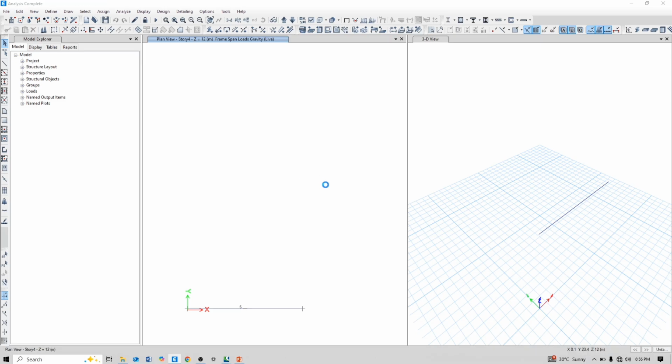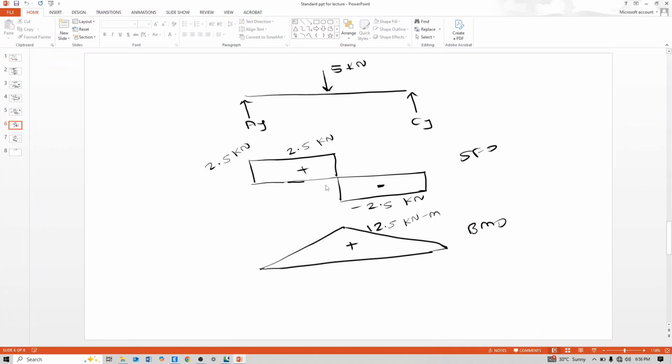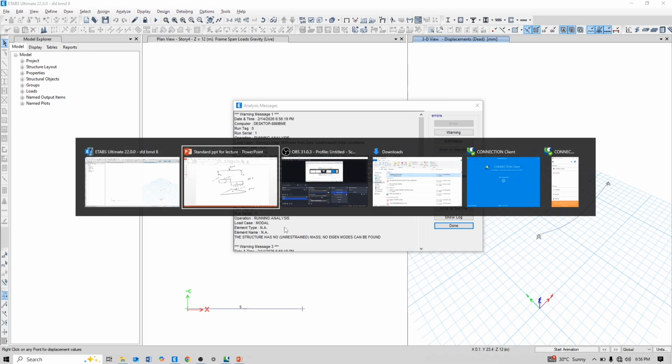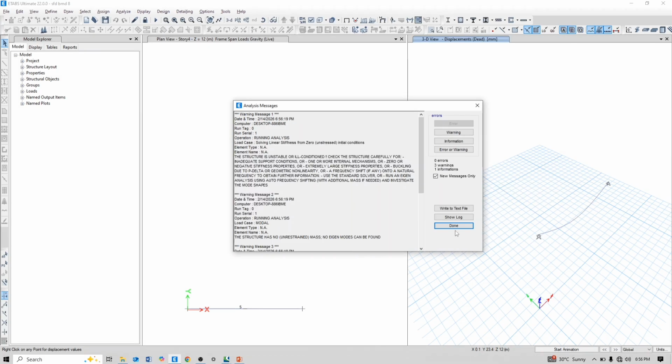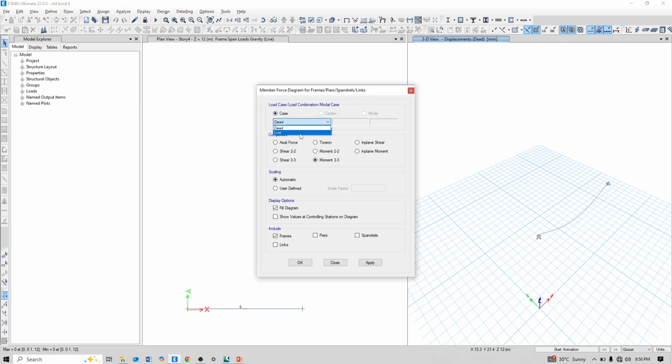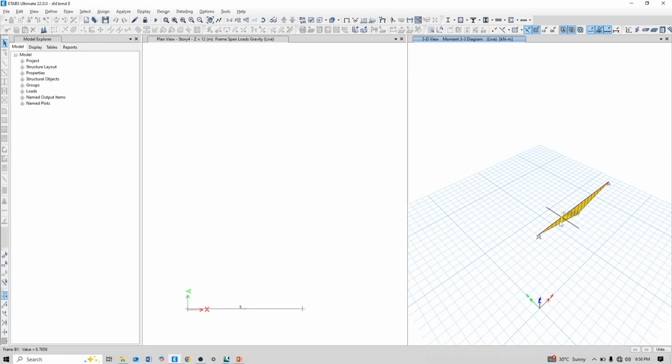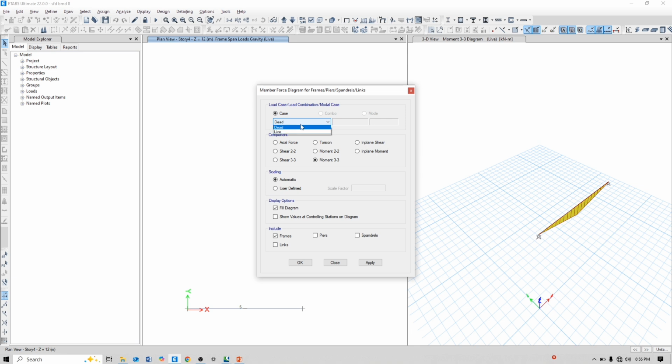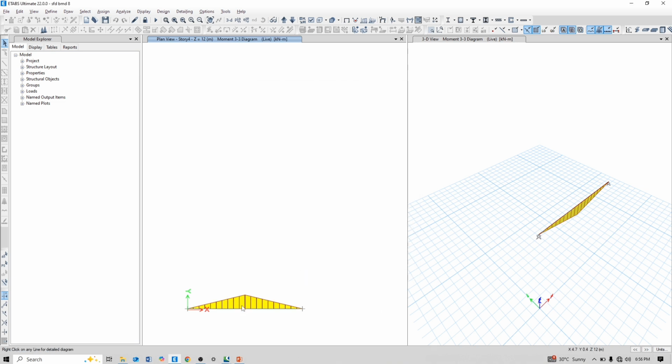Analyzing this, please wait. So recheck this manually and in software also. What is the difference? Go here, display frame, moment 3 for live load. Apply. Okay. See here also moment 3 for live load. Apply. Okay. See this moment comes.